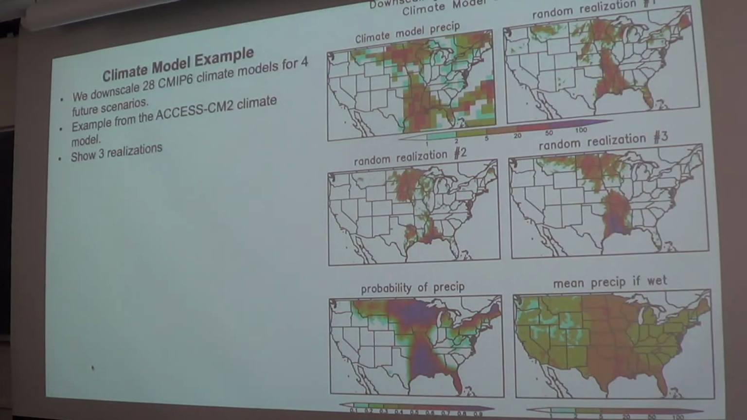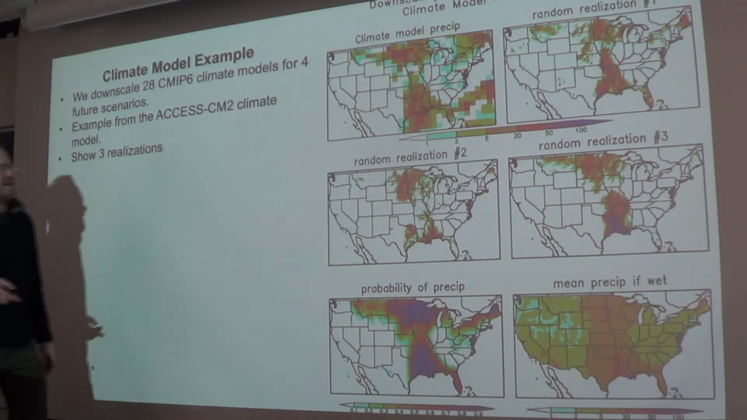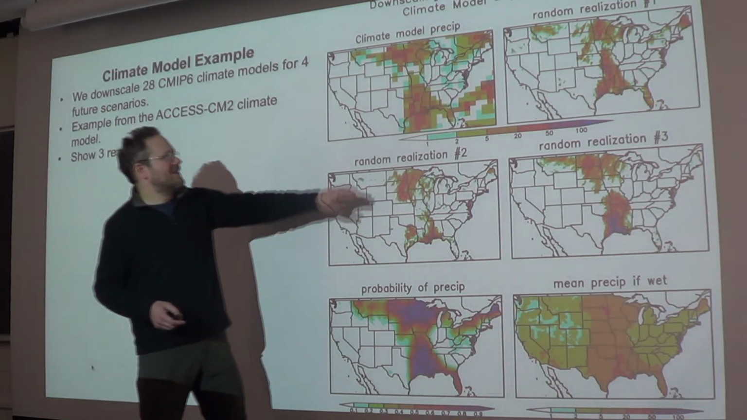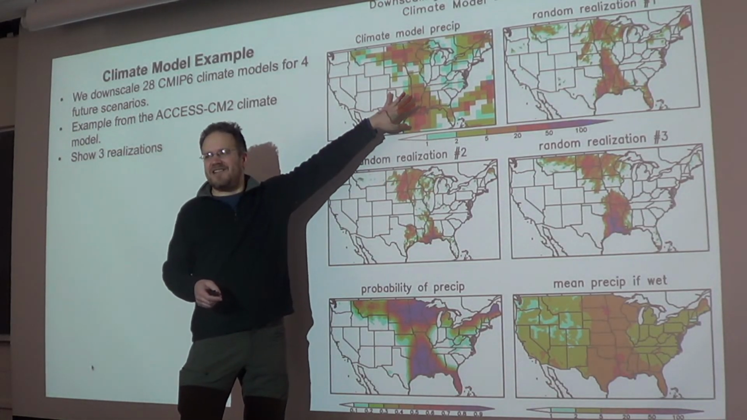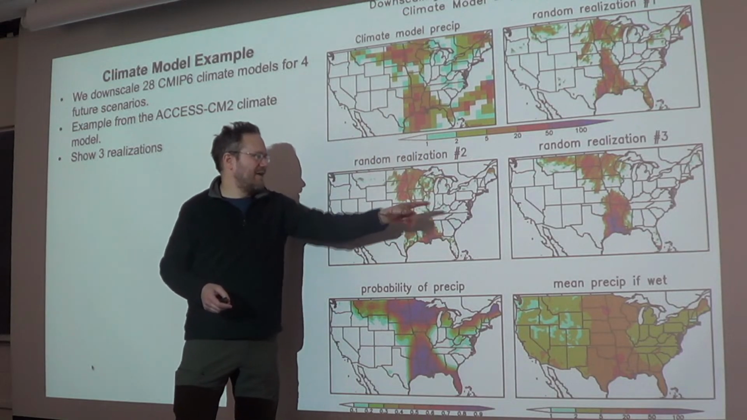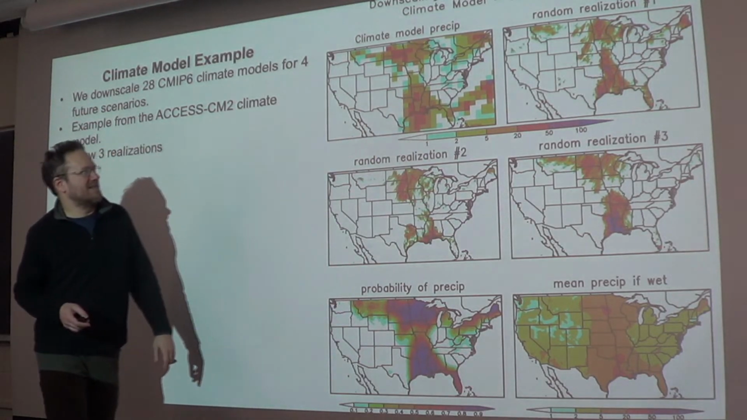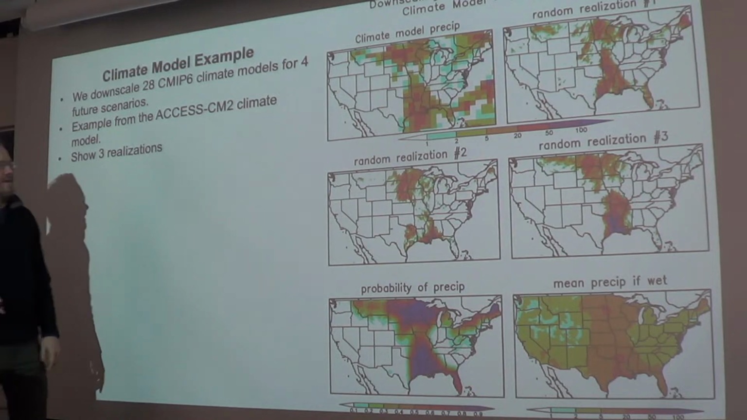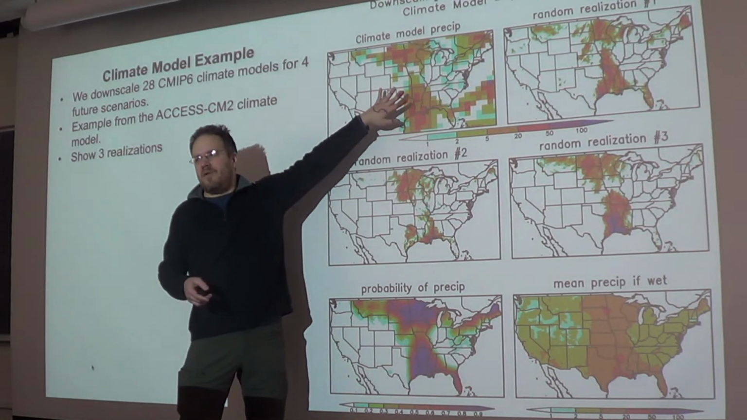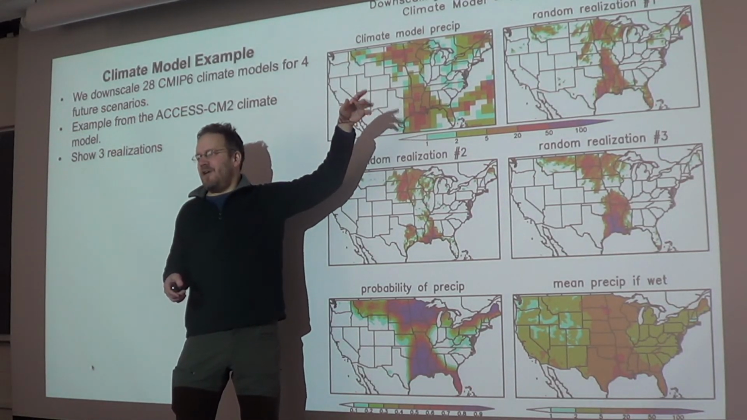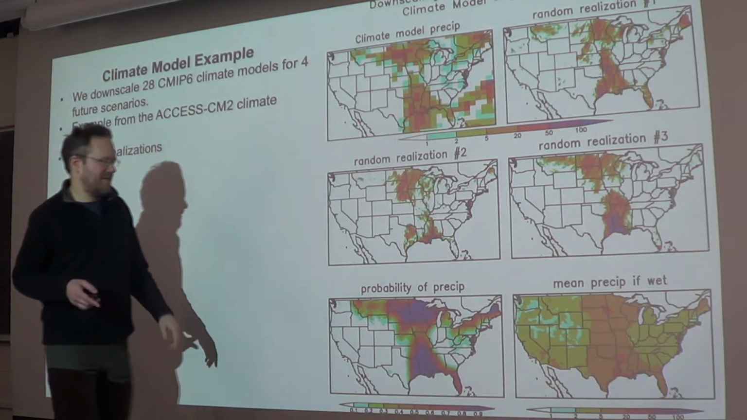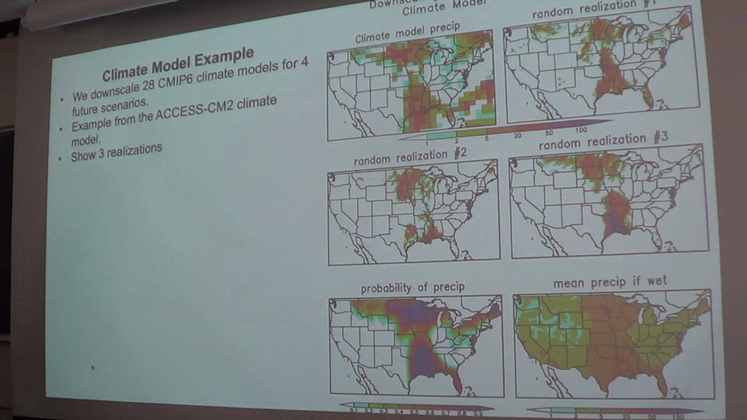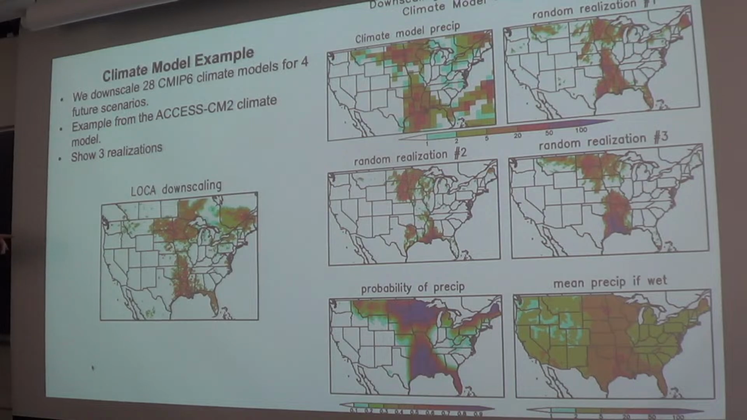Okay, and then here's an example from a climate model. In this case, we don't have any observations. This is the climate model precipitation. And then these are 3 realizations based on that climate model. Of course, this is one input, but then there are the other inputs, the wind and the orographic precip. And then I also show local downscaling for this day.